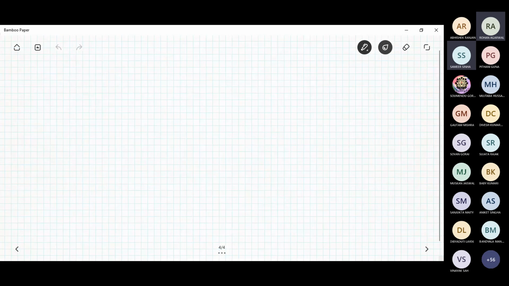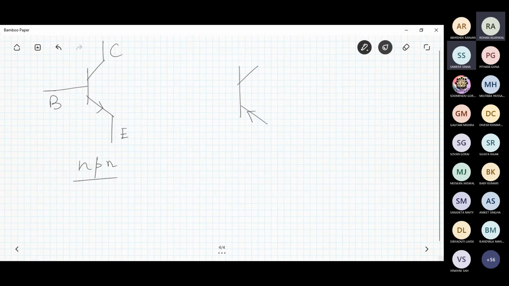Regarding the symbol of NPN, there will be an arrow which will specify the emitter terminal, right? The other two will be base and collector. This is the symbol for NPN transistor. Okay, if the arrow is towards the device like this, again it will be an emitter terminal. This will be PNP device. Okay, so only the arrow will define whether it is NPN or PNP, and depending on that, the voltage that you will apply across different terminals will be different. Different in the sense the polarity will be different.